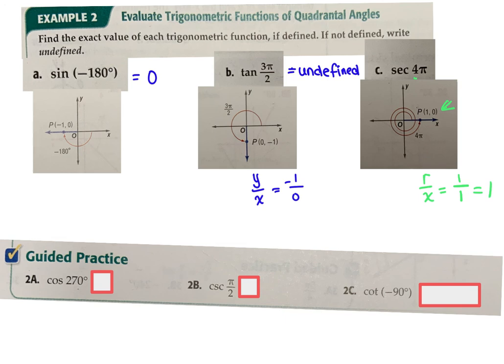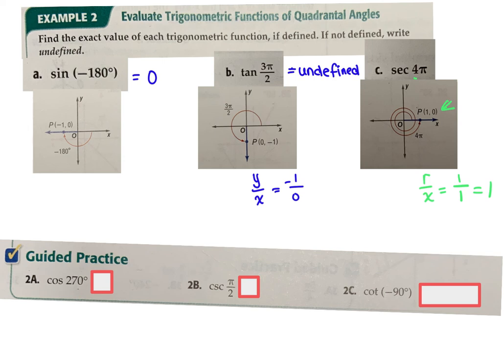So you're still using y over r, and y over x, right? But you're just using it with a radius of 1. We're going to say this circle's radius is 1, which builds the unit circle, right? 1 unit, all right? So go ahead and try those 3.